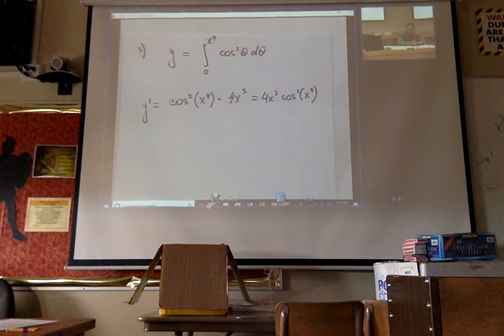So one more time. If it's not x, you're still going to substitute. But then you have to multiply this by the derivative of whatever you have on the top, if it's not x. It has to be x. That's it. Okay? Are you going to remember this?